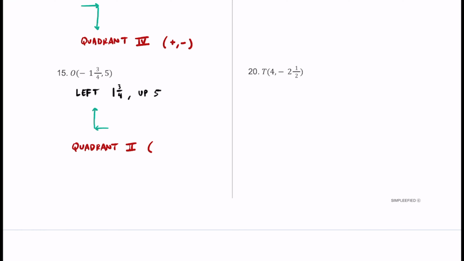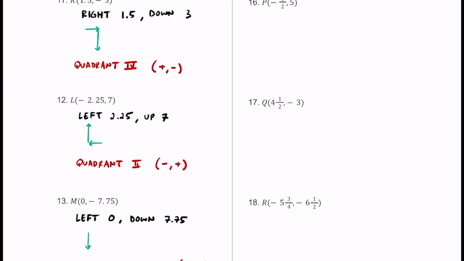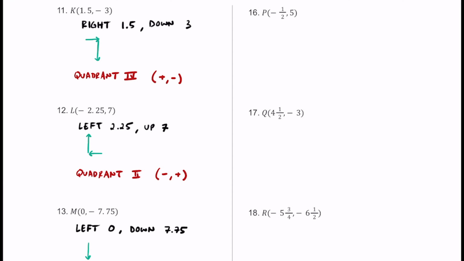Remember, everything in quadrant 2 has a negative x value, then a positive y value. Let's check out number 16. For number 16, we have point P, which is -0.5, 5. So that first -0.5 means we're going to move to the left, and that's going to be half a unit, right? And then the second direction is going to be up 5.